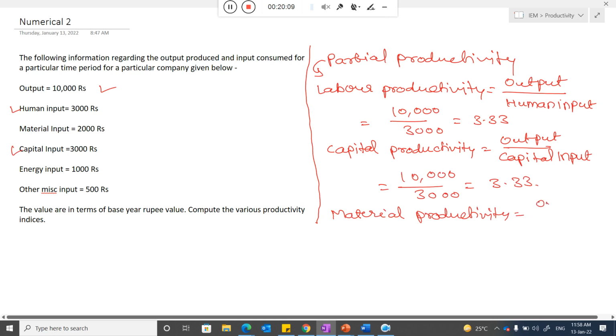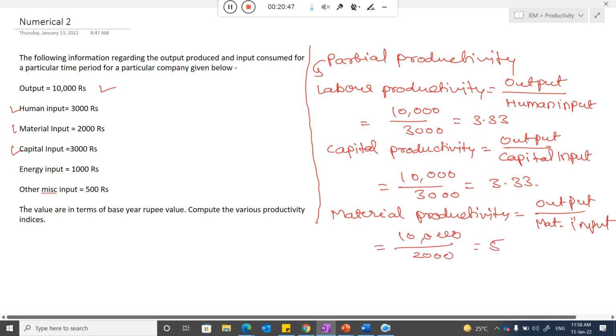We need to take material productivity, which is nothing but output and the material input. So what is the output? 10,000. And what is the input related to material? That is 2000. So 10,000 by 2000 is 5.